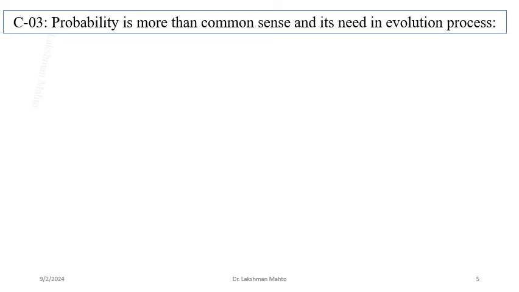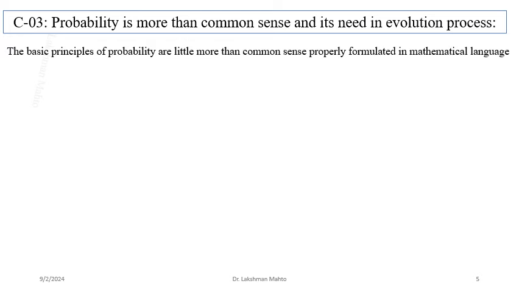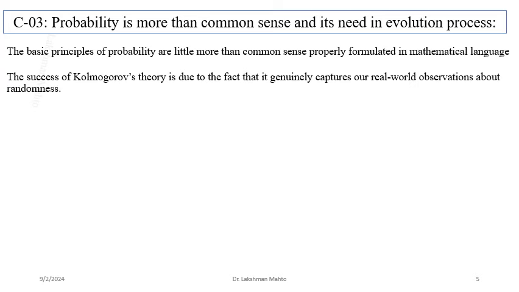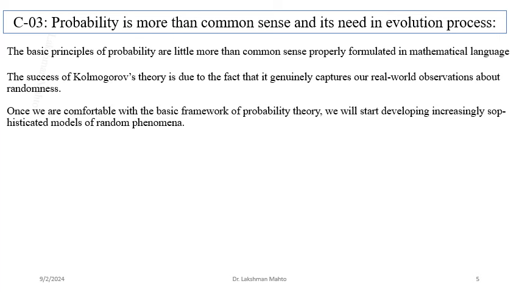Okay, so what I would like to say is that probability is not just common sense, it is something more than common sense. That something more is coming from the Kolmogorov approach. So the basic principles of probability are a little more than common sense, and we have to come up with a very interesting, very structured formulation, and that one is coming from the Kolmogorov approach. He refined the probability model in three terms.